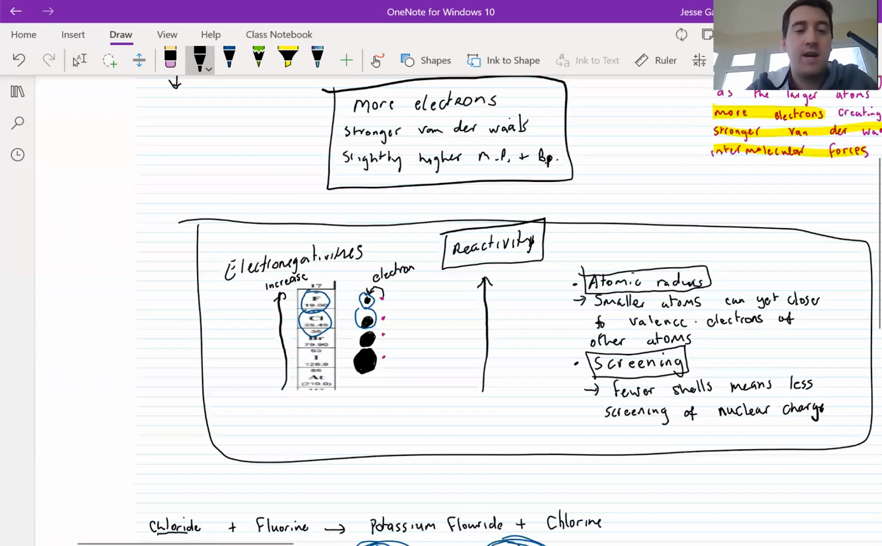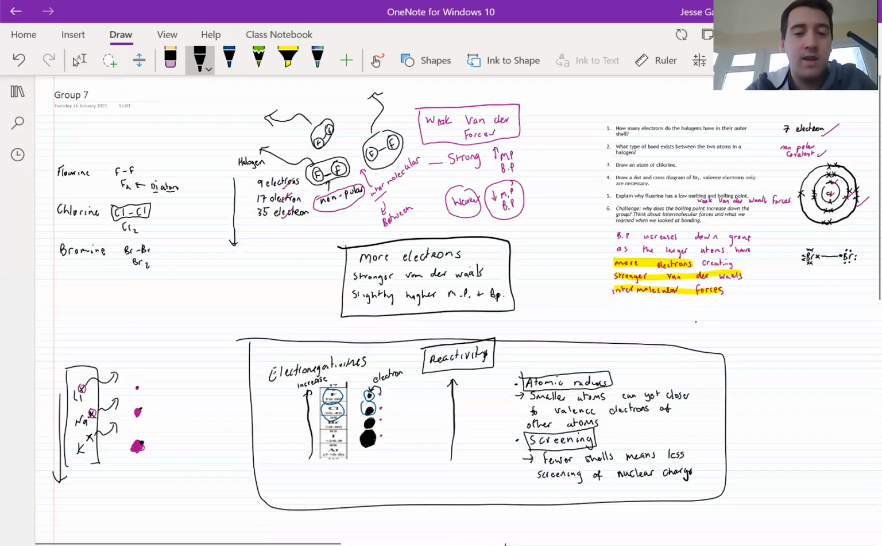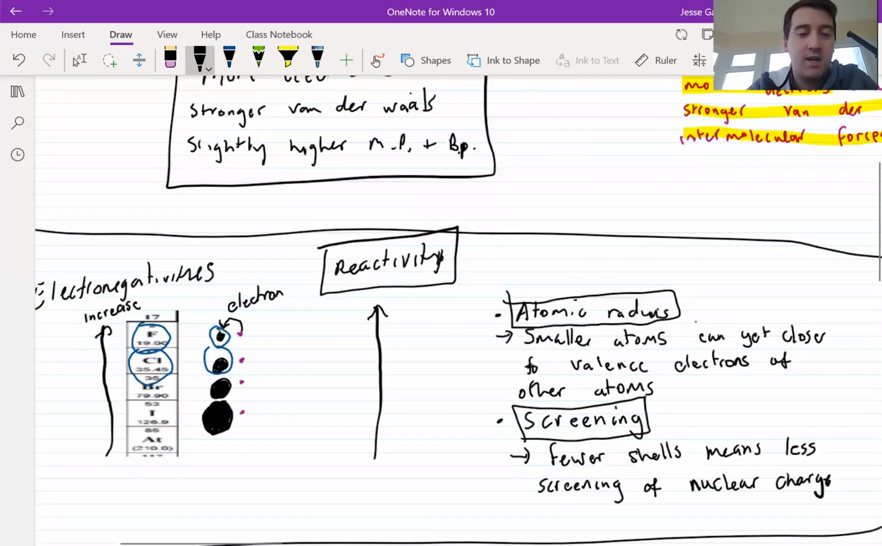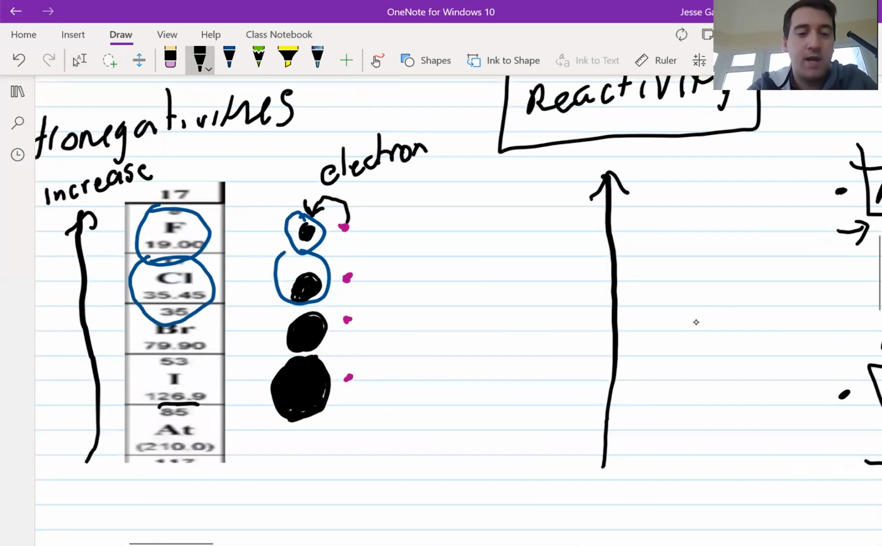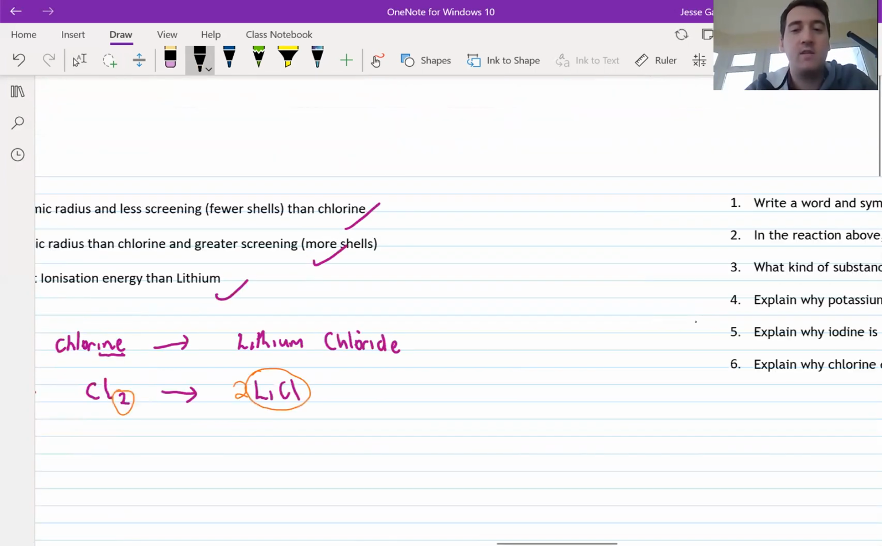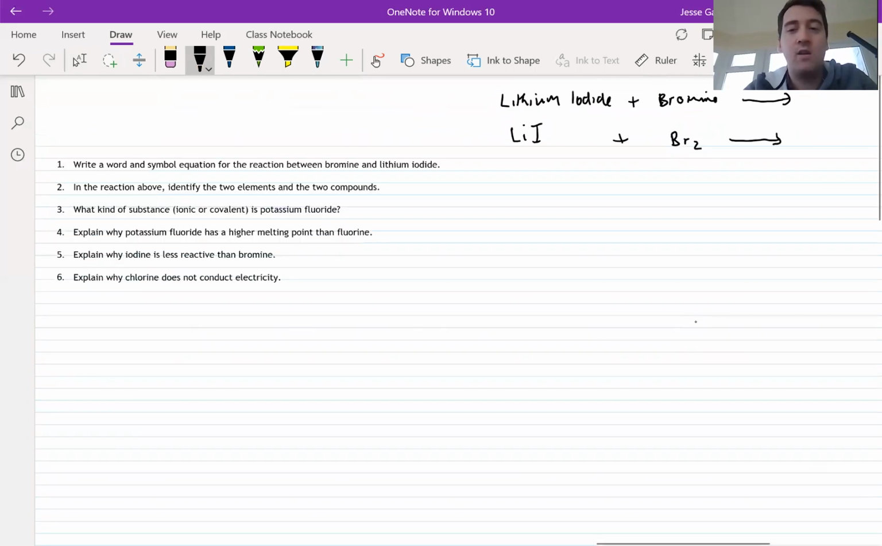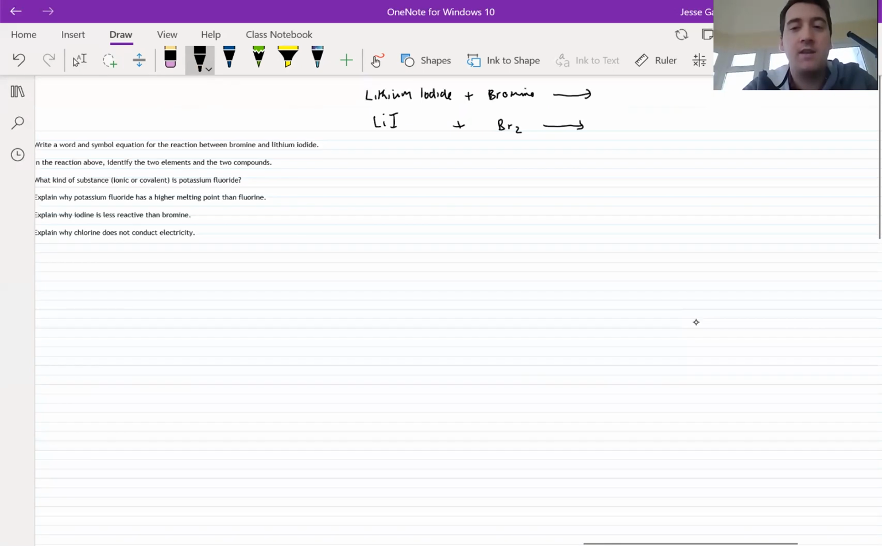Where's my halogens? Here they are. I'm seeing that iodine is below bromine. That means bromine is a more reactive element than iodine. So is it going to replace the iodine? The answer is yes, it will. So what I end up getting is lithium, and it's not going to be iodine in there anymore. It's replaced with the bromine. So it's now going to be lithium bromide.